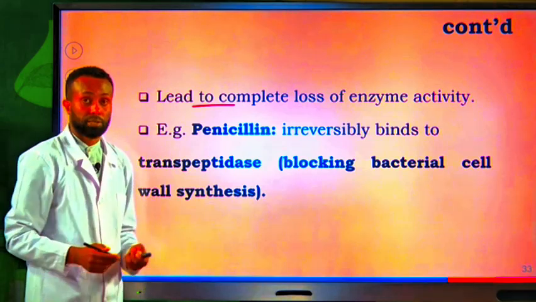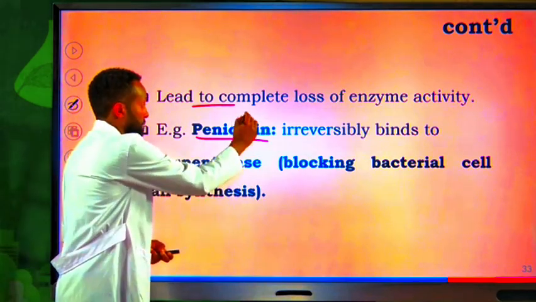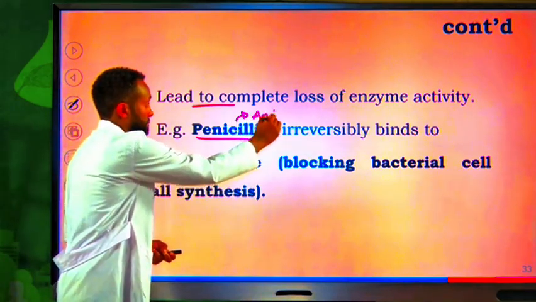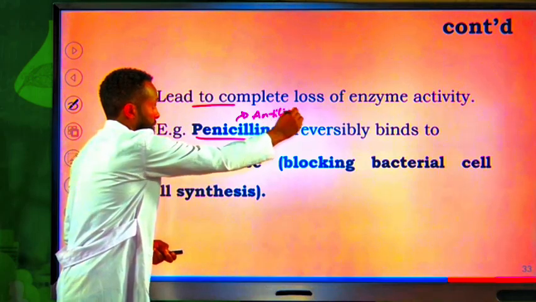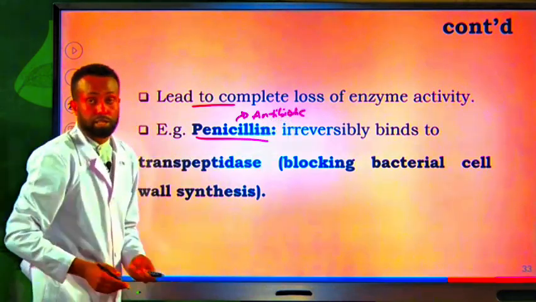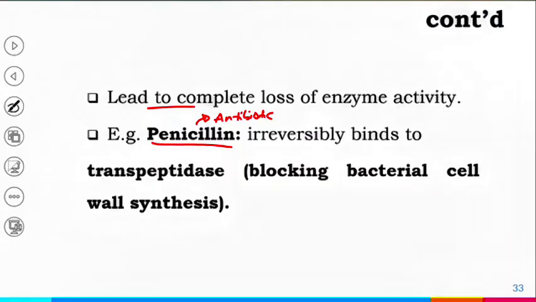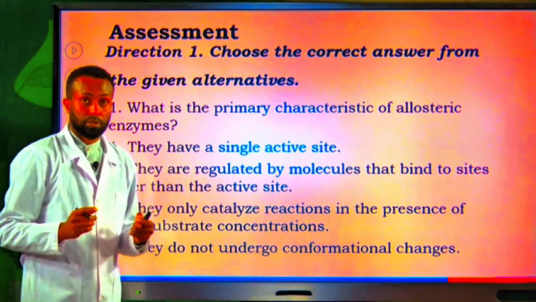For example, penicillin. Penicillin is an antibiotic that can kill bacterial cells. The antibiotic penicillin irreversibly binds to transpeptidase, which blocks bacterial cell wall synthesis. As a result, if there is no bacterial cell synthesis, the bacterial cell will die.